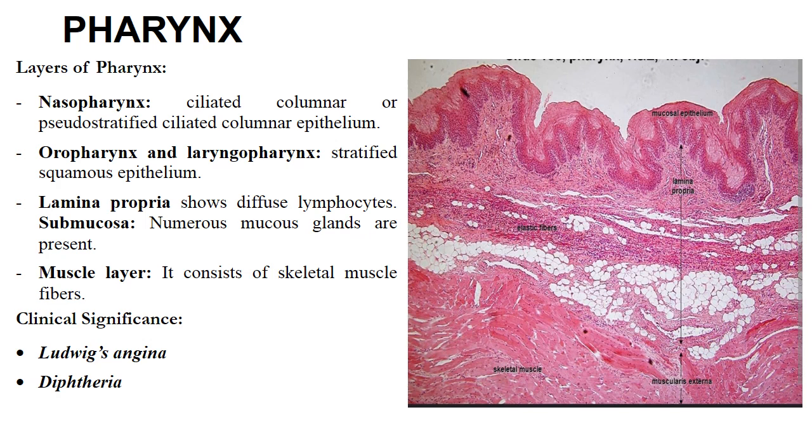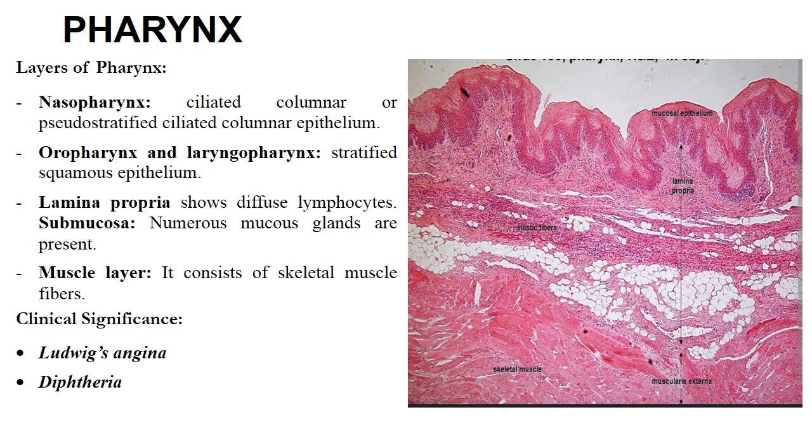Then the submucosa has numerous mucus glands in them, and the muscle layer consists of skeletal muscle fibers. So there are three constrictor muscles in the pharynx: superior, middle and inferior constrictor, and there are three longitudinal muscles: palatopharyngeus, stylopharyngeus and salpingopharyngeus. So these form the muscle layer. So we have epithelial layer, then the lamina propria, submucosa and muscular layer.